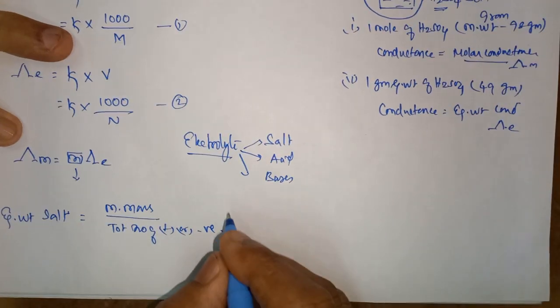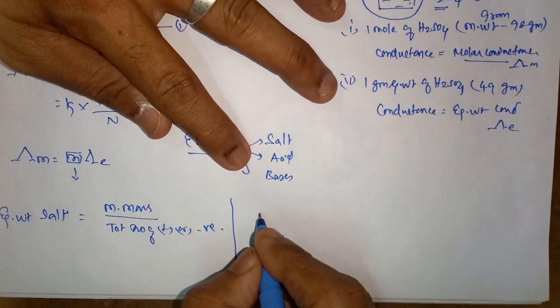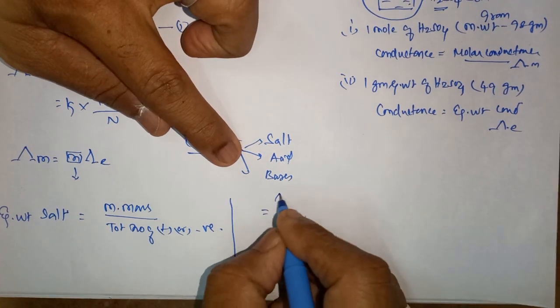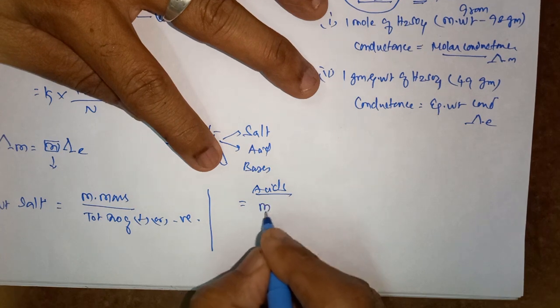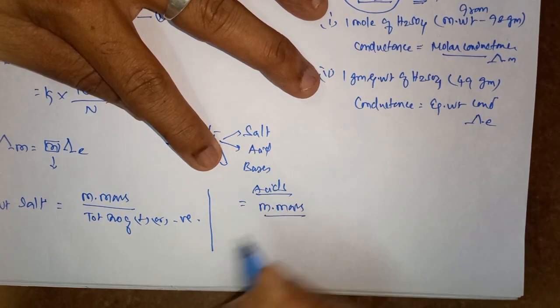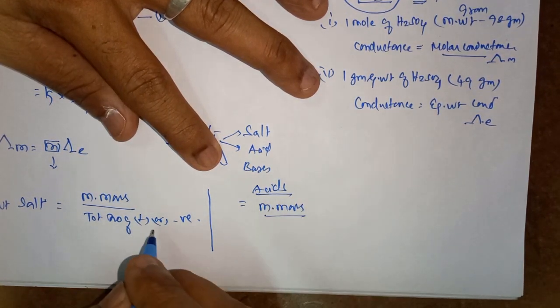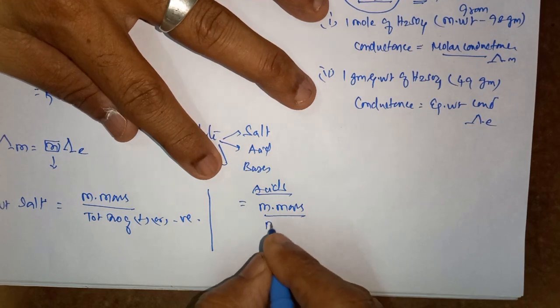Suppose I come to the equivalent weight of acid, you all know that formula. What is the equivalent weight? It is molar mass divided by, instead of total number of positive or negative charge, we can go for the basicity.